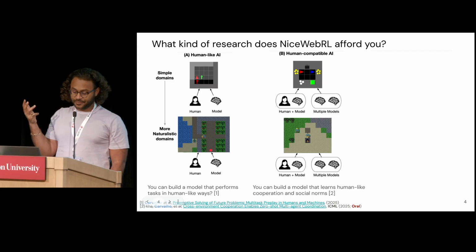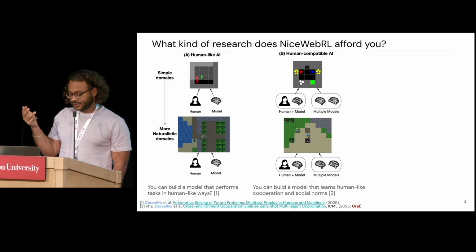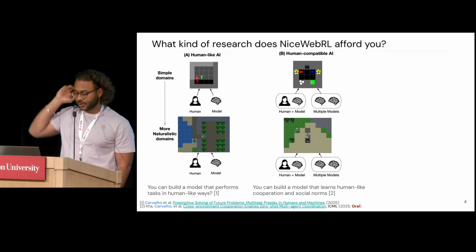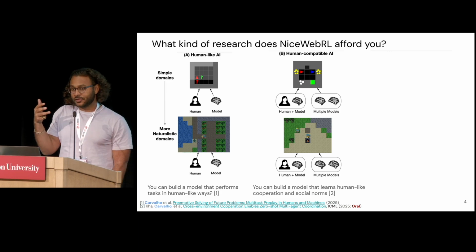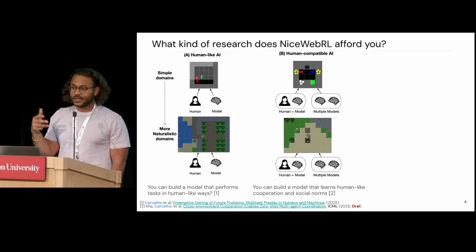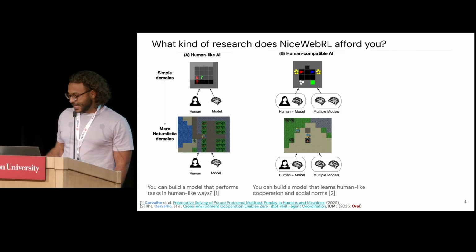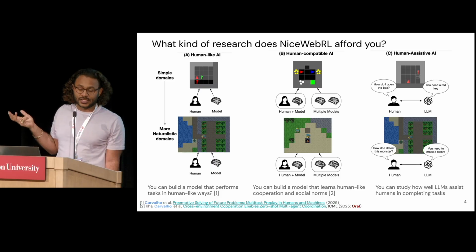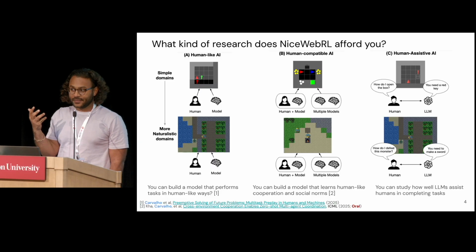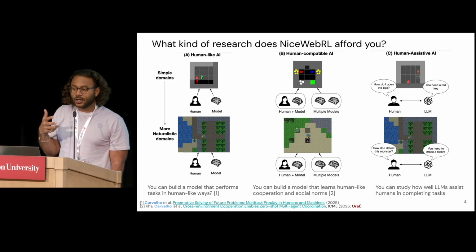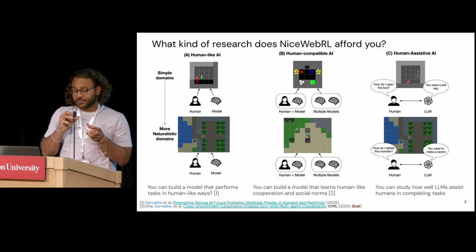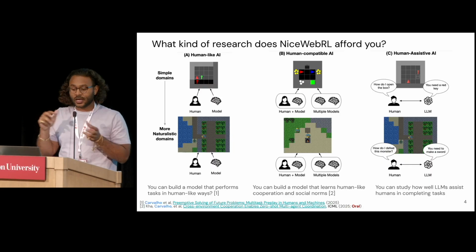You can study human-compatible AI. This is work from an ICML oral, where you develop an AI model and you see, does it collaborate with humans in ways that a human expects? Does it have social norms that people expect? And then also human-assistive AI. Now we can have a human that tries to do tasks in some environments, and you can see how well, let's say, an LLM or a VLM can assist a human to do tasks, and how well this support algorithm generalizes across domains.